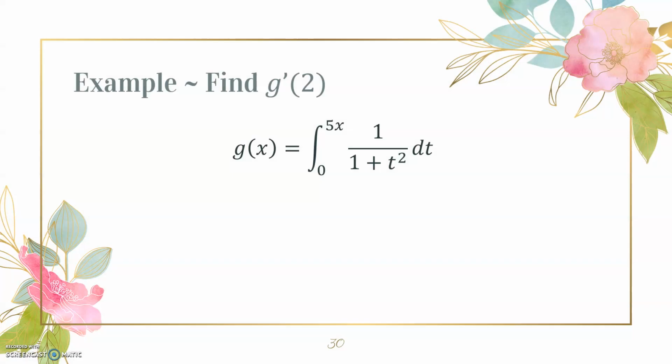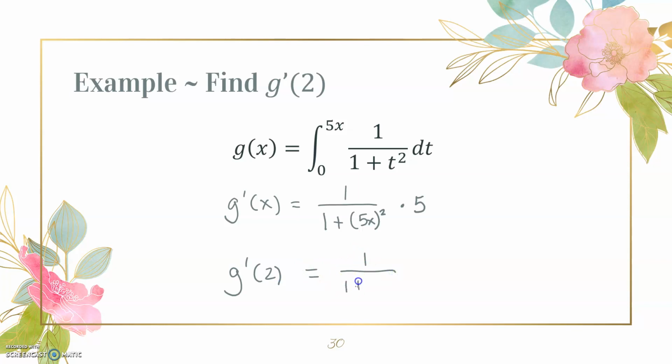An example of that chain rule situation is, well, maybe you recognize that's tangent inverse, but you don't even have to worry about that being tangent inverse, because we're taking the derivative, so we don't need to worry about the antiderivative. If I take the derivative of this, I get 1 over 1 plus 5x squared times 5. And then if I want to find g prime of 2, I just plug 2 into that, and I have 1 over 1 plus 100 times 5, so 5 over 101.